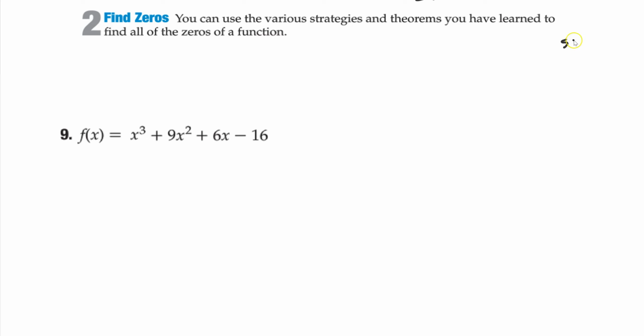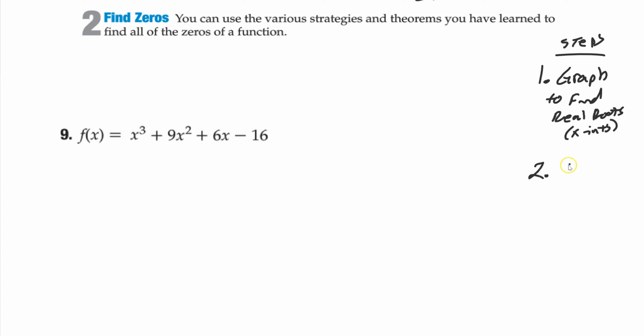So, steps. 1, we want to graph this on our calculator to find the real roots, which are also known as x-intercepts. Once we do that, we're going to do synthetic division on one of them until we get an x squared, until we get x squared.